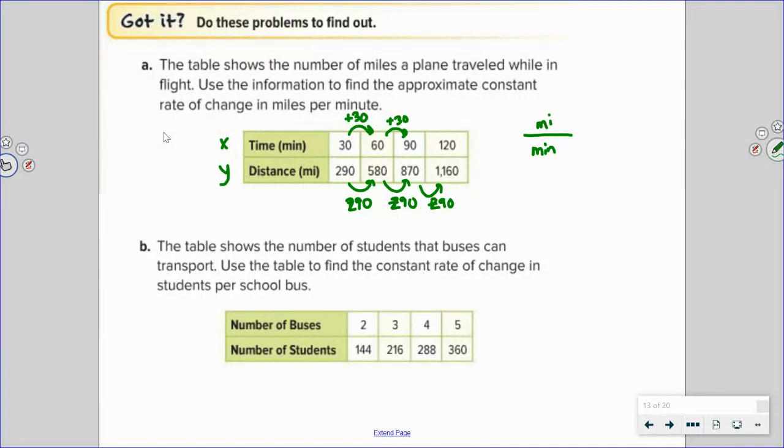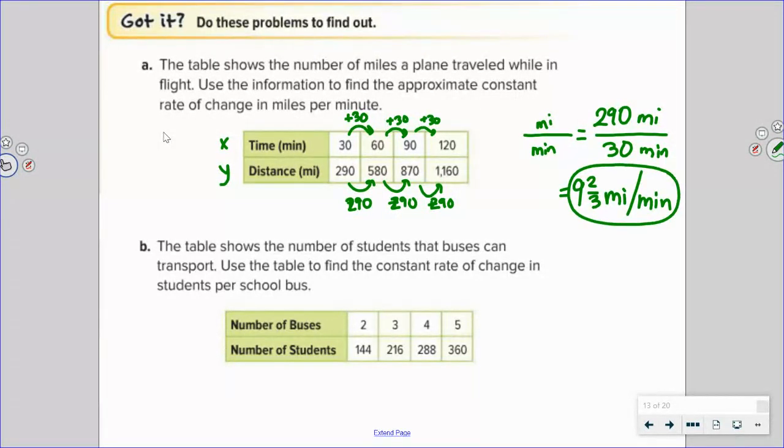And another 290 for every 30. So if we were to establish a ratio of 290 miles increased for every 30 minutes driven, we could then go ahead and reduce by 10. It'll make it a lot easier on you. But I'm going to simplify that down to a unit rate. Let's leave it as a mixed number: 9 2/3 miles each and every minute. That would be the constant rate of change.